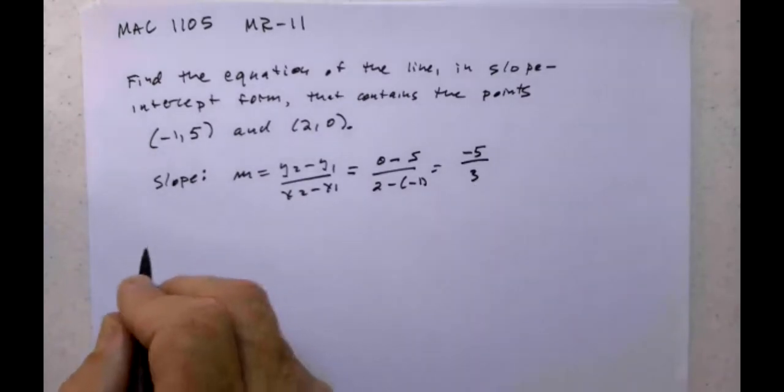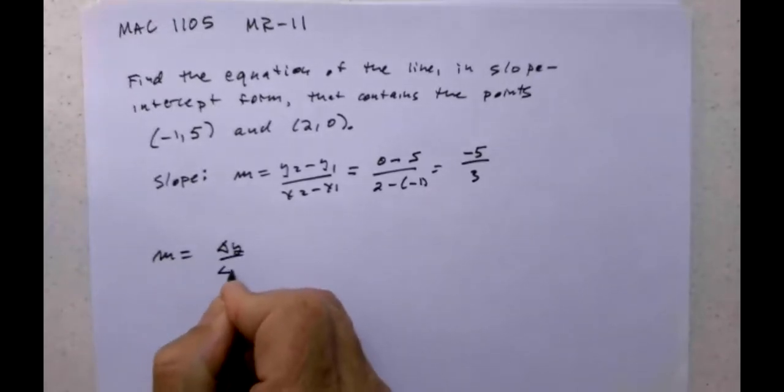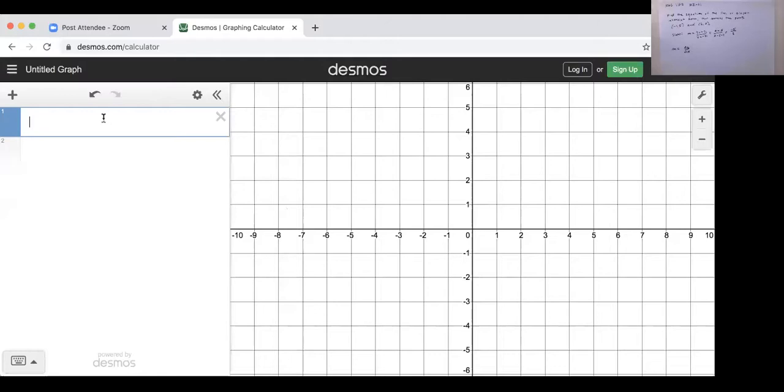I prefer to think of slope as change in y over change in x. And I also like to use graph paper to see it if I can. So let's try that. Let's go to Desmos, just so we can visualize these points. So I've got the point (-1, 5), which is there, and I have the point (2, 0).